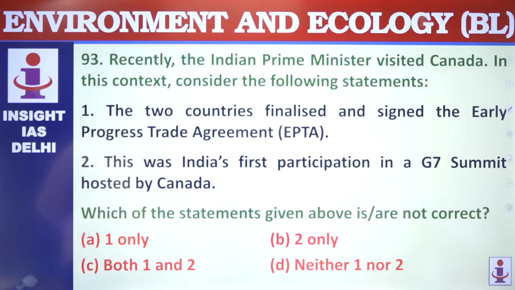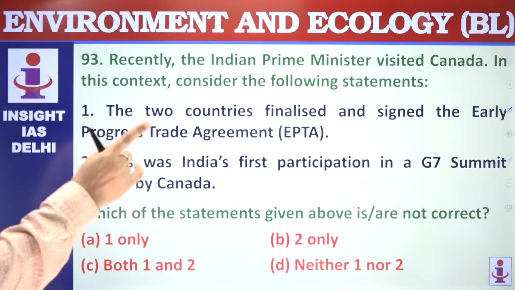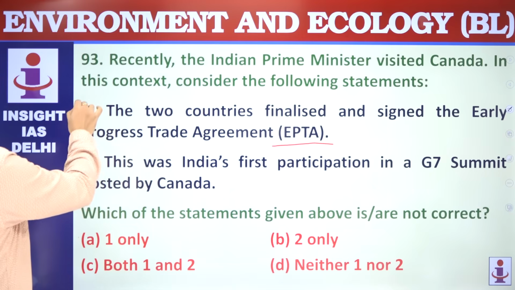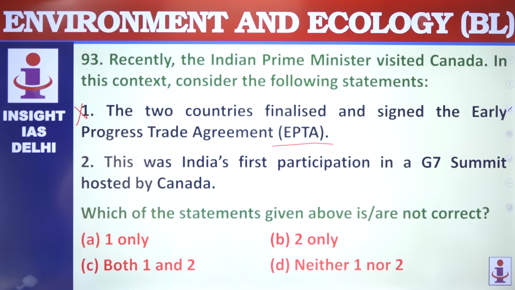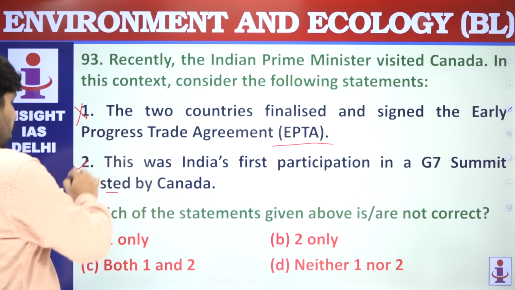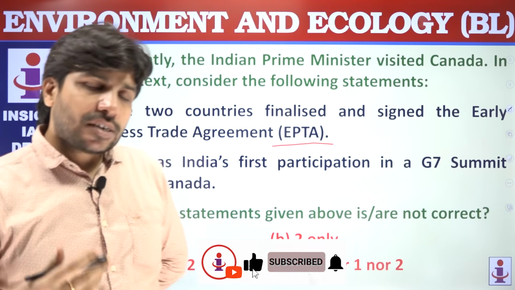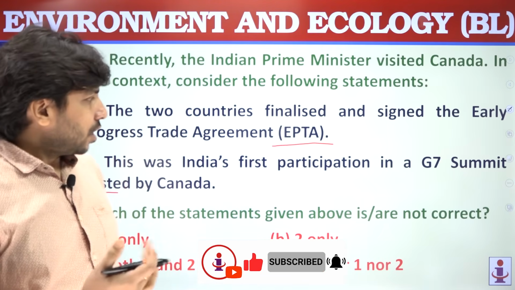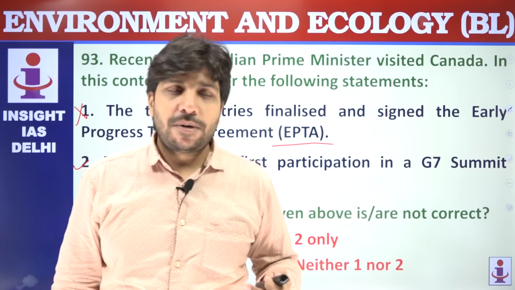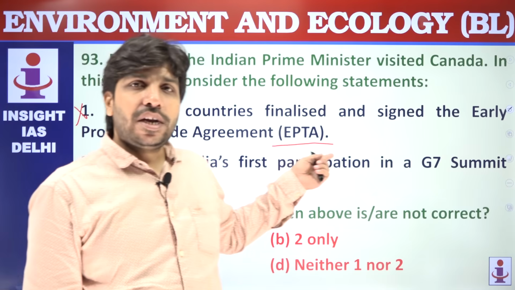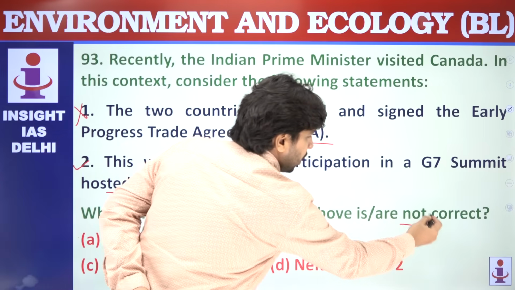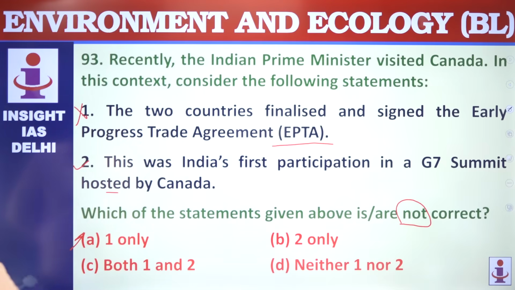The Prime Minister visited Canada. In this context, the two countries, India and Canada, finalized and signed EPTA? No, they did not finalize, they did not sign. This was India's first participation in a G7 summit hosted by Canada. Yes, this was the first. India had participated earlier in G7 summits as a guest, but a G7 summit hosted by Canada and also participated in by India was the first, which was recently hosted by Canada. So statement 2 is correct. The question is asking about not correct, so only one is the correct answer.